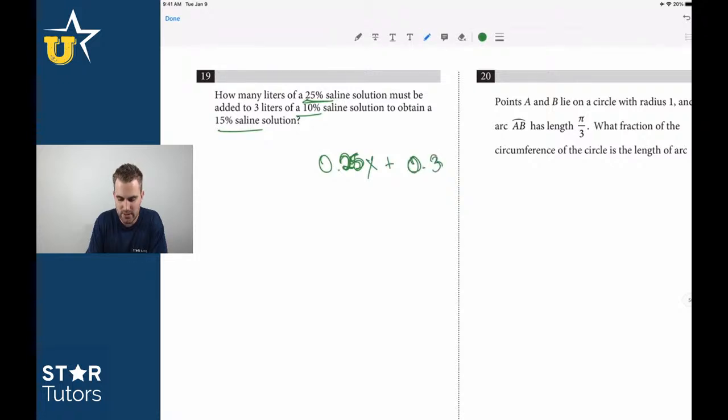0.3 times 10% is equal to 0.15 x. Did I set it up? Right, x is the number of liters that you've added. I'm missing something here, guys.